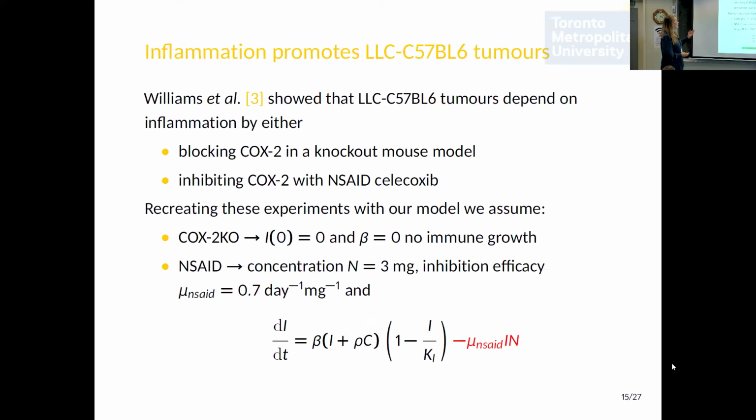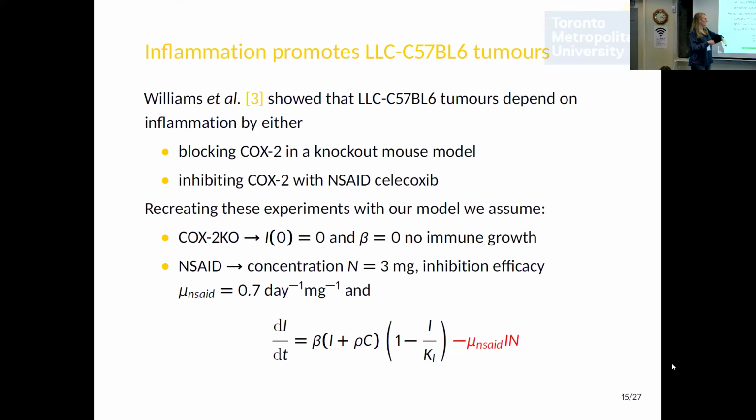So I found a second data set. This is all within the same mouse tumor model system. But this paper specifically looked at blocking the COX-2. They either had a COX-2 knockout mouse or they used an NSAID celecoxib drug that I mentioned. And so we simulated that in our model by saying if it's a knockout, there's just no immune response.